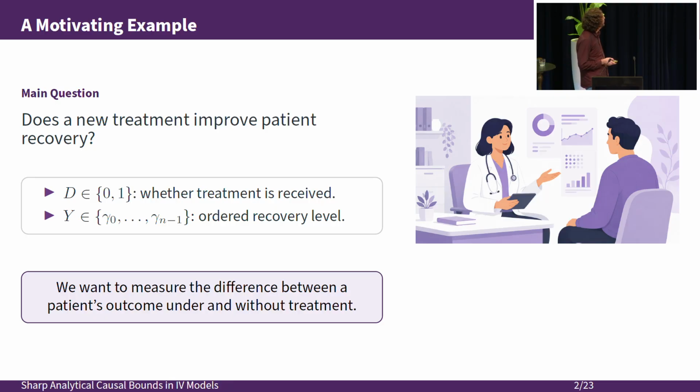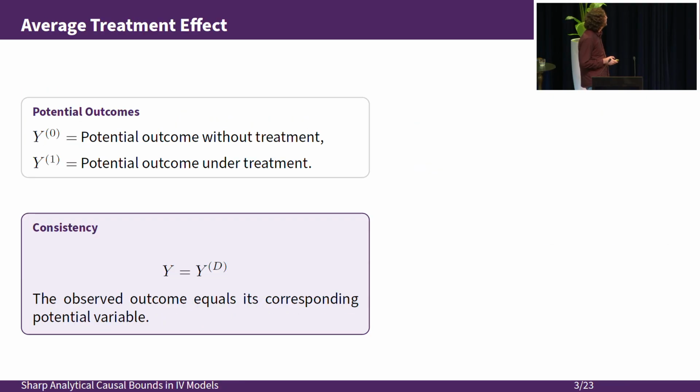In order to continue, we need to talk about potential outcomes. By potential outcomes, we mean the outcome of the patient if he was under treatment or not. We denote these potential outcomes using y1 and y0. And we assume that there is consistency between our realized outcome and our potential outcomes.